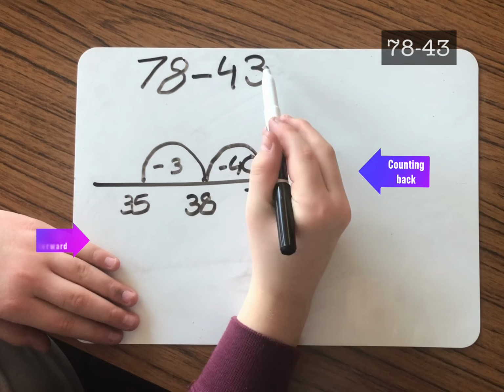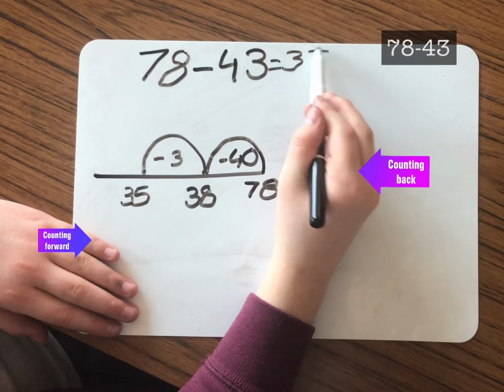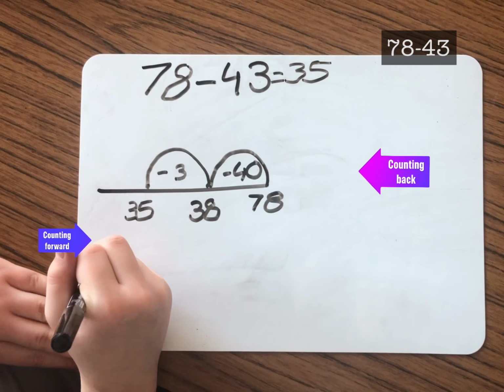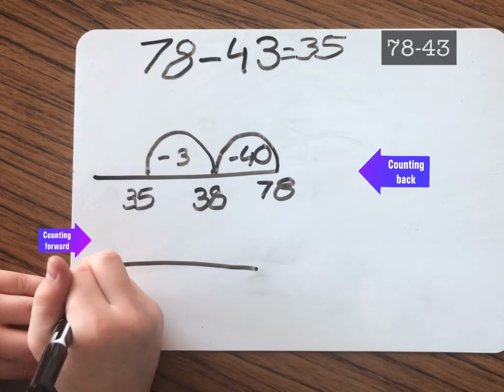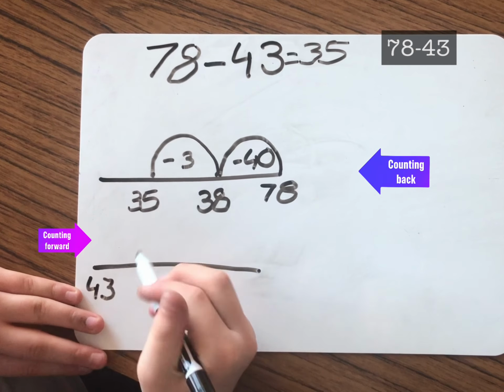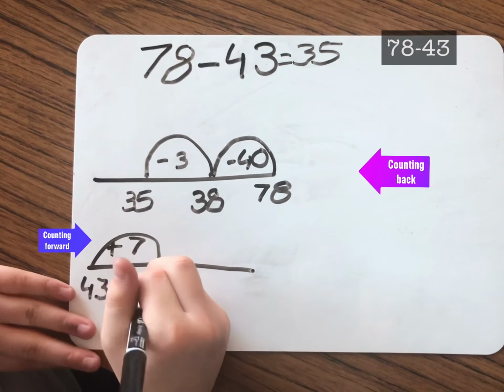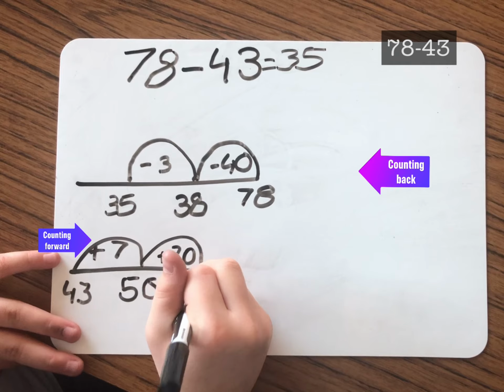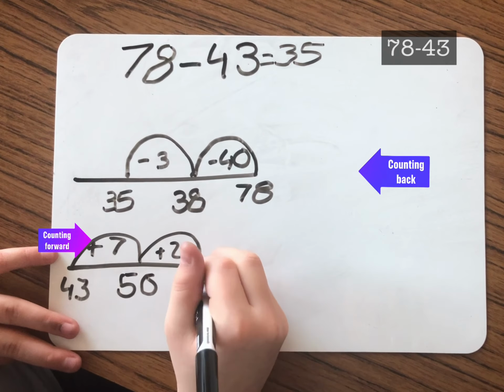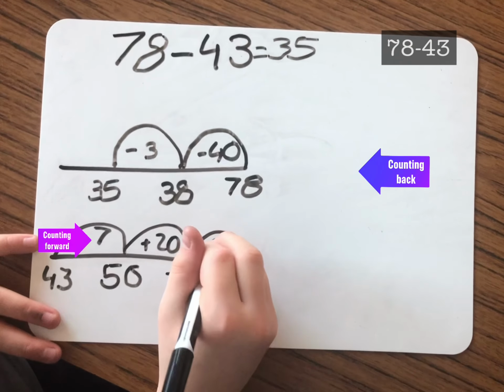In our next example, we're going to look at counting forwards. Some people find counting back difficult. We're going to count forward. We're going to start with our smallest number, which is 43, and we're going to count on to 78. So adding on 7 to get to a friendly 10 of 50. Then adding on 20 to get to 70. And you want to reach 78. So you're then going to add on your remaining 8 to get to 78.